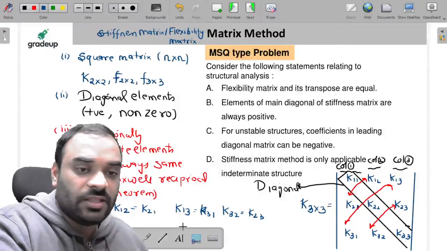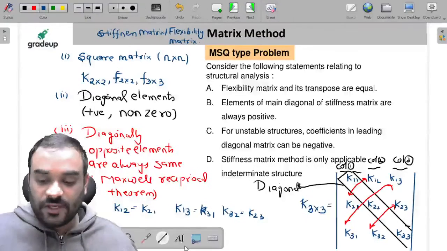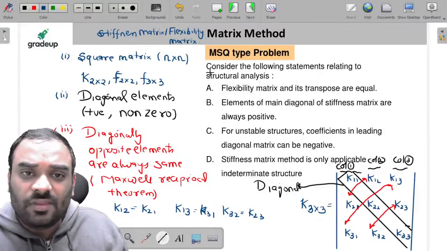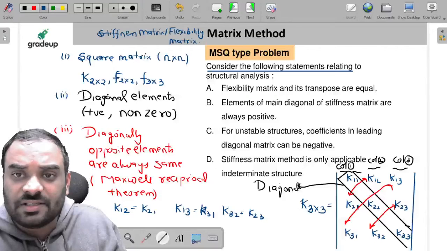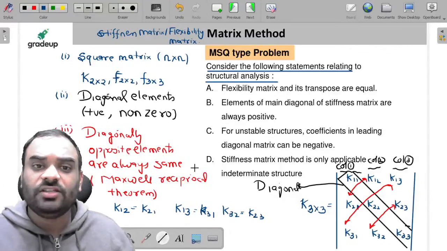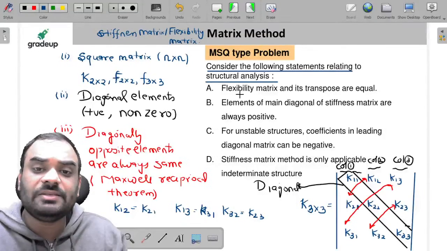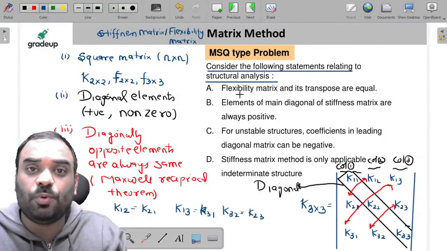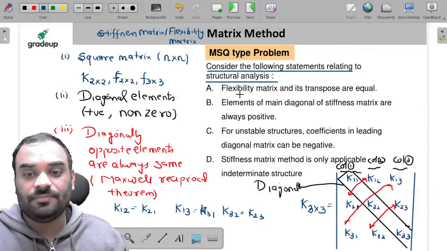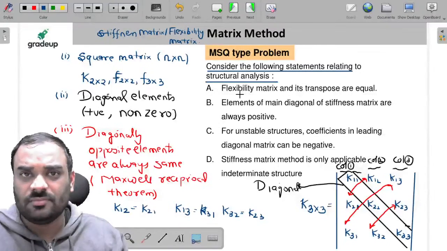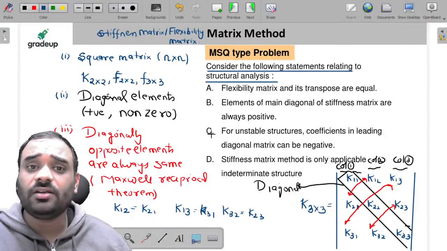Okay, guys, now tell me the answer of this one. Okay, so consider the following statements relating to the structure analysis. The first statement says, listen carefully, flexibility matrix and its transpose are always equal, right? So this statement is correct or wrong?